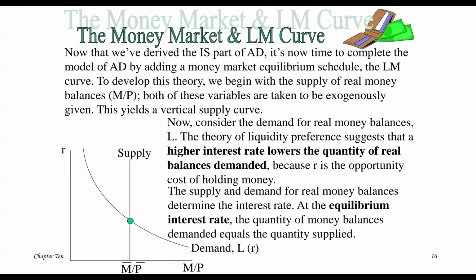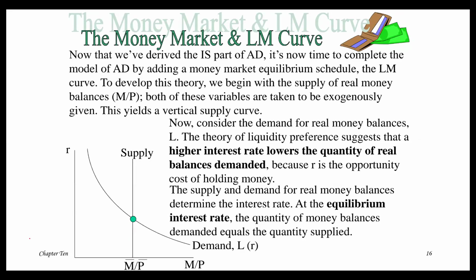Having explained this, let's come to the money and liquidity markets, the LM side. Now, with the money, it is very important. We have to begin with the supply of real money balances. When you talk about the supply of real money balances, we need to know the relationship between the interest rates and the supply of real money balances. The theory of liquidity preference suggests that a higher interest rate will lower the quantity of real money balances demanded, not the supply, because there is supply and demand. Supply in this case can be put to be constant.